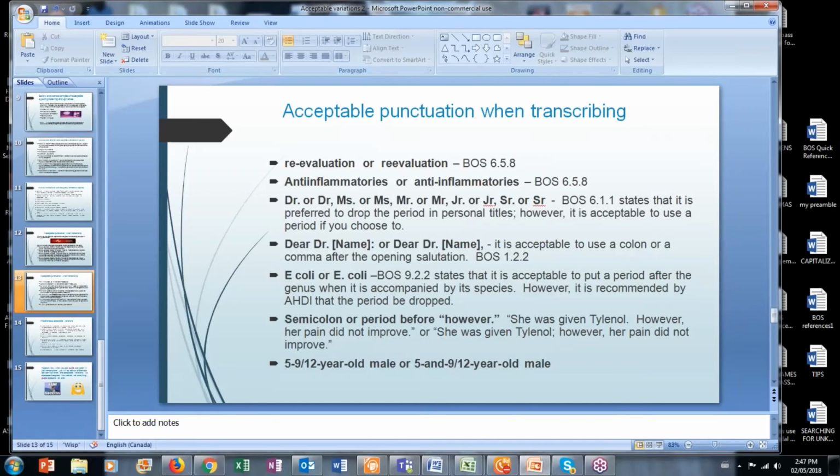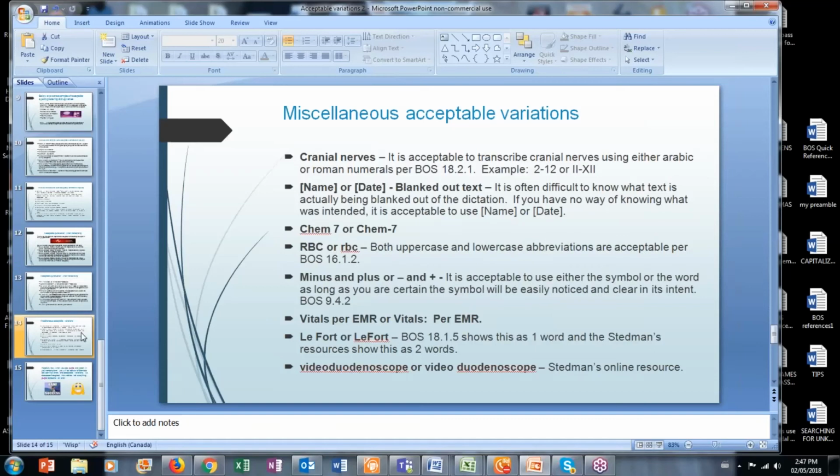Okay, Lisa, you want to do the miscellaneous acceptable variations? Sure. So, cranial nerves. It is acceptable to transcribe cranial nerves using either the Roman numerals. And you can check that out in BOSS 18.2.1. And there's the example. Okay. Or a lot of times they'll say 2 through 12.